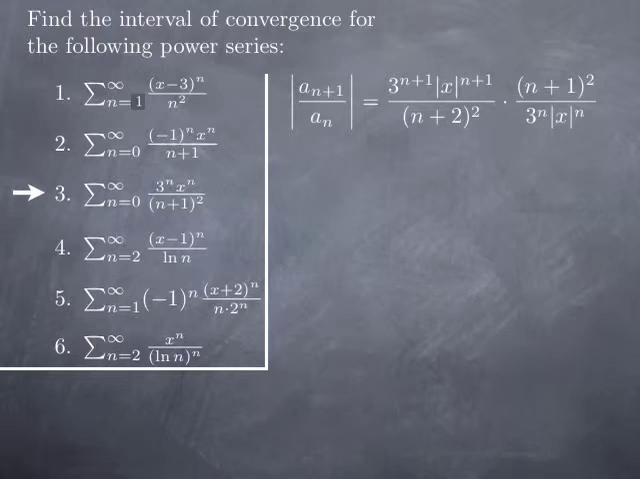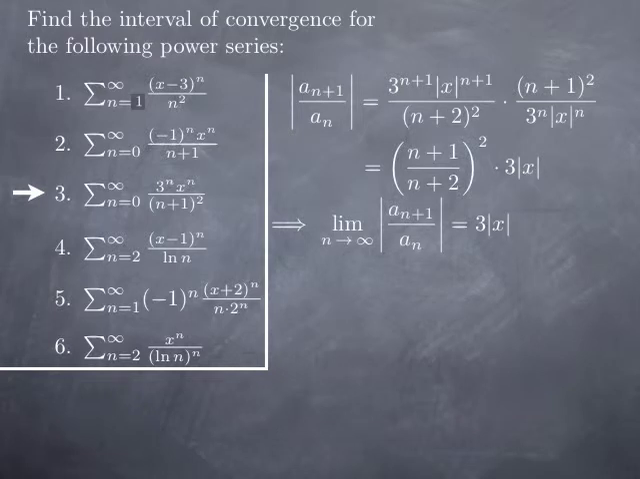Now you have 3^(n+1) divided by 3^n. That will be just 3 at the top. And then you have the absolute value of x^(n+1) divided by the absolute value of x^n. That's just the absolute value of x at the top. And then you also have (n plus 1) over (n plus 2) squared. As n goes to infinity, (n plus 1) over (n plus 2) goes to 1, and so does its square. And therefore the limit of our ratio is 3 times the absolute value of x.